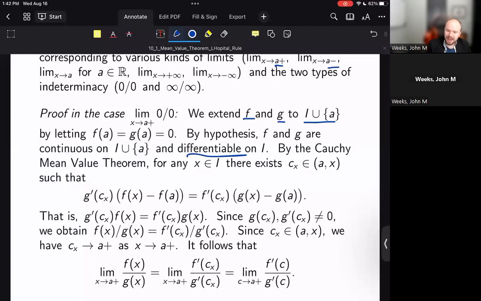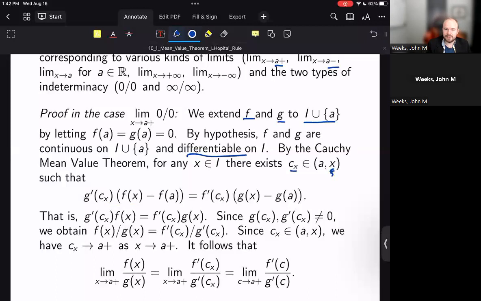So by the Cauchy mean value theorem, now that I get to use it because it's continuous and differentiable, there exists some value c sub x. Notice that this value depends on this value of x that I'm choosing as we go from a to x. Because notice here we're approaching a from the right, such that g prime of c sub x, this is all Cauchy's mean value theorem, so this is all that formula here. We have that c sub x is inside of both of those two derivatives.